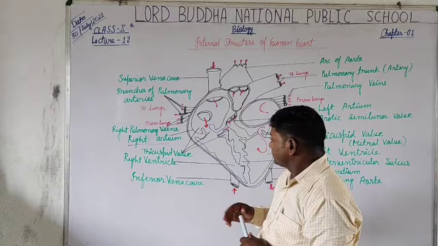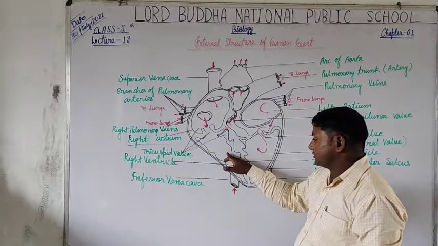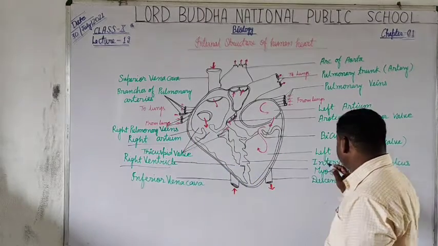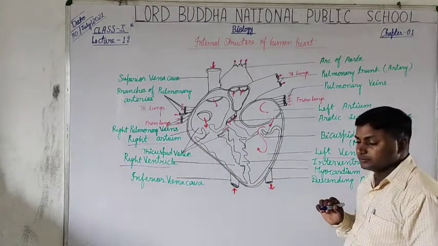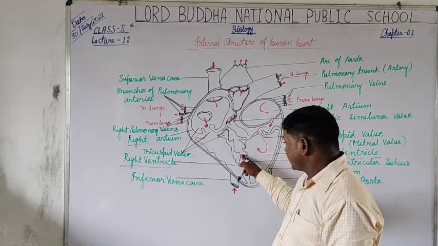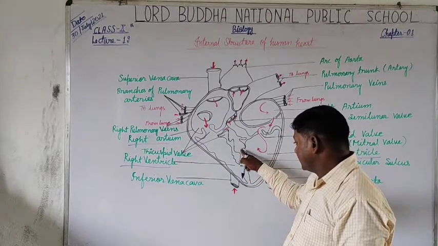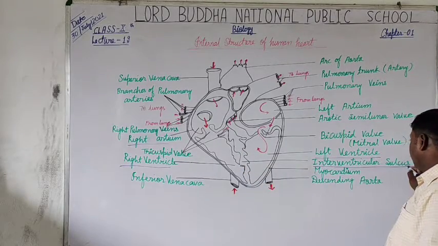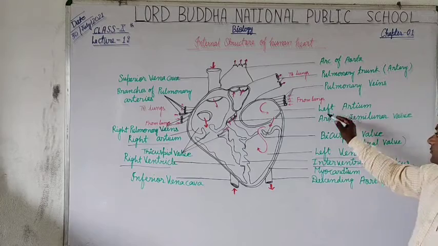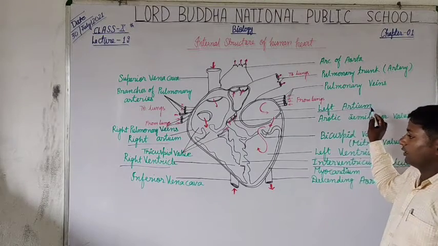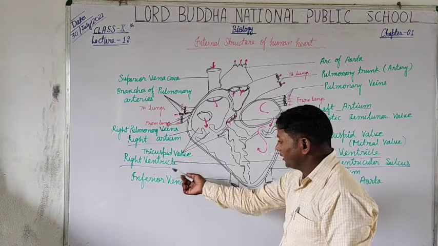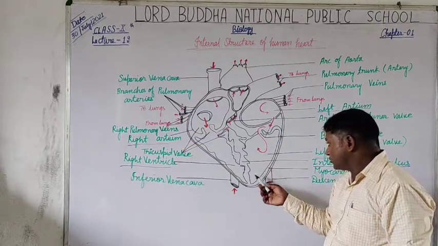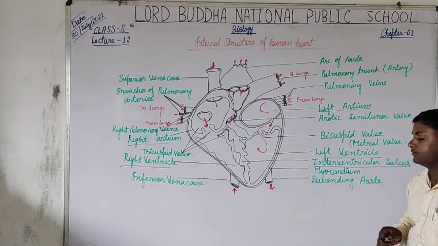Now students, these are the ventricles, the right ventricle and this is the left ventricle. These ventricles are separated from each other by a thick septum which is called the interventricular sulcus. This is the left atrium and this is the right atrium. Likewise, this is the right ventricle and this whole is the left ventricle.